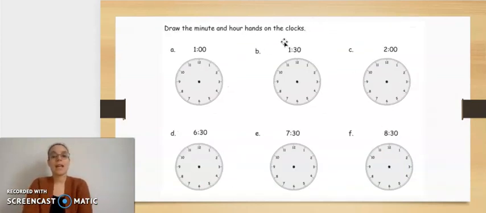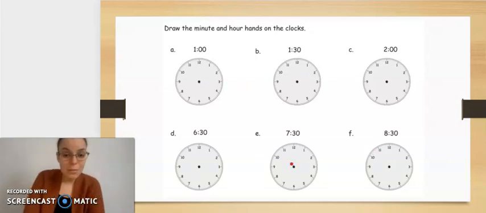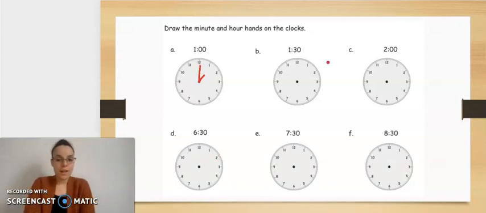Draw the minute and hour hands on the clocks below. All right. I'll help you guys do the top row. You guys are going to do the bottom row all on your own. 1 o'clock. I love drawing o'clocks because those are so easy. You just draw the hour hand on the 1, minute hand on the 12. All right. 1:30. Where should I draw my hour hand? Between what? Between the 1 and the 2, because it's halfway past 1. 30. That means the minute hand goes on the 6.